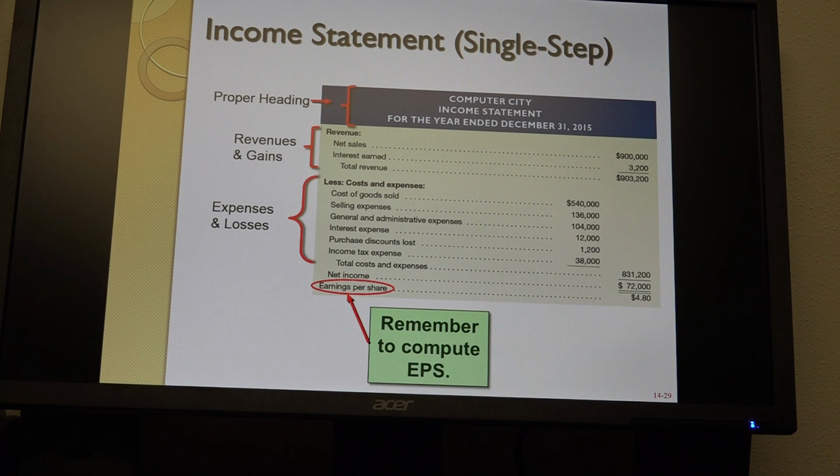Note, in the single step, you've got a much simplified grouping, but it comes up with the same bottom line numbers.